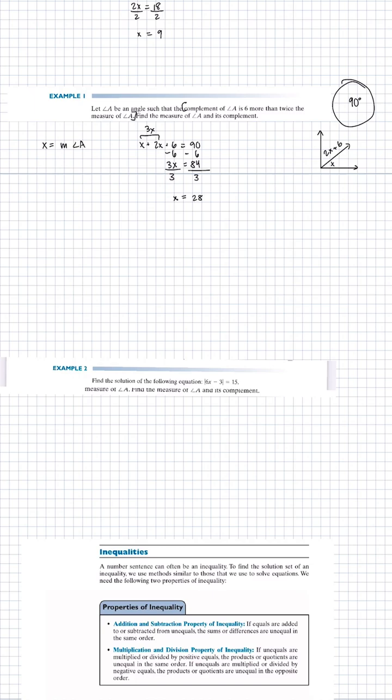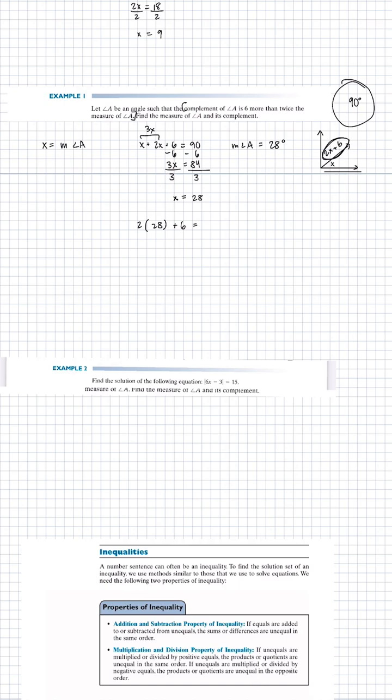Now, I know that x equals 28, so now I know that the measure of angle A is equal to 28, but now I have to figure out how much its complement is. So the way I'm going to do that is by putting back the value of x into this side equation over here, the 2x plus 6. That's exactly how much the complement measures. So it's going to be 2 times 28 plus 6 equals... that's a weird way to put it. Actually, let's just figure out what it equals.